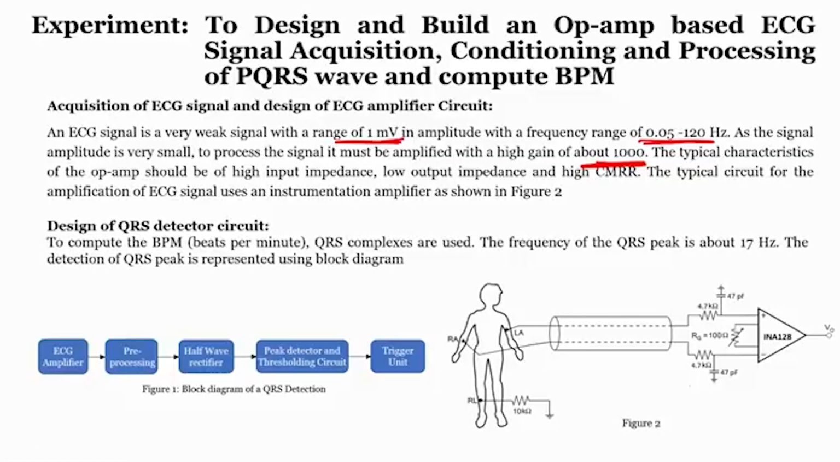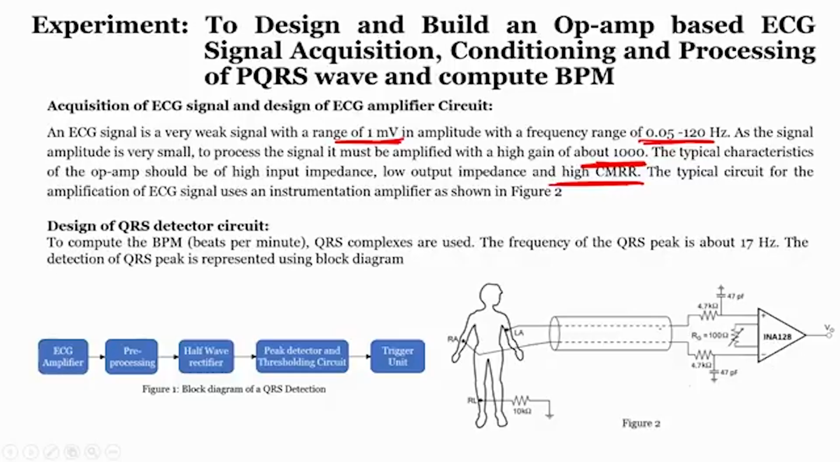So, thus as the signal amplitude is so small, you can see here we require a high gain of about 1000. The typical characteristics of the op amp should be high input impedance, low output impedance and high common mode rejection ratio. So, the typical circuit for amplification of ECG signals using an instrumentation amplifier is as shown in the figure. You can see here we are connecting electrodes to right arm, left arm, right leg, right, and this is connected to your instrumentation amplifier through some copper wires, right.